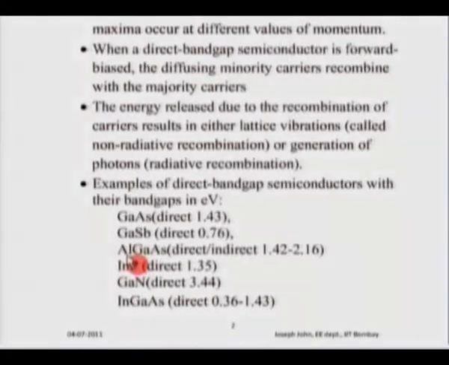Another popular one is aluminum gallium arsenide. It has both direct and indirect band gap, 1.42 to 2.46. It can be varied by changing the mole fraction of aluminum arsenide and gallium arsenide. So this is a ternary compound. You have a material called indium phosphide, then you have gallium nitride, indium gallium arsenide and so on. There are several such direct band gap semiconductors.